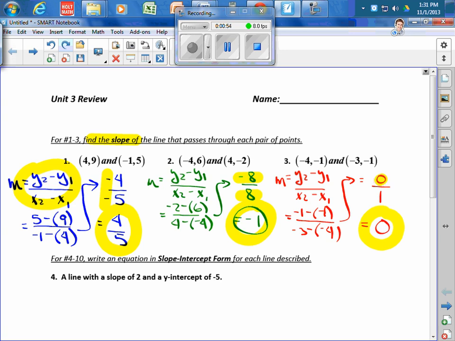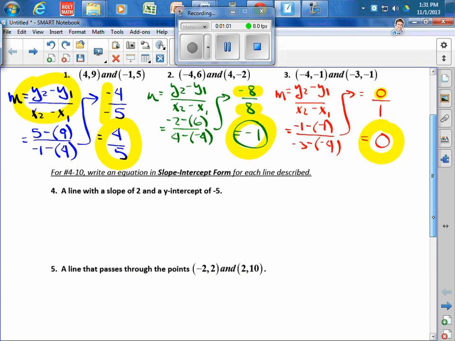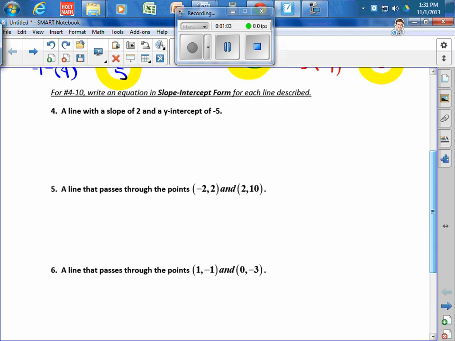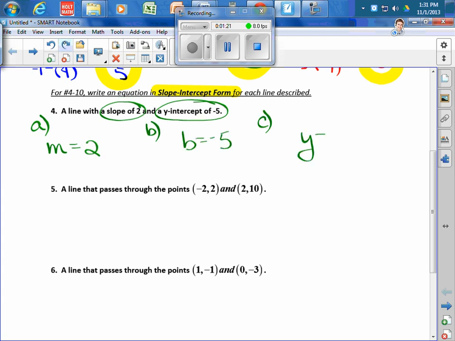Now in numbers 4 through 10, here we're writing the equation in slope-intercept form. So do that. How do you do that? Write the equation in slope-intercept form by finding the slope first. Well, it's 2. I don't care. We know what it is. Write it down. That's step A. That's finding the slope. What's step B? Find the y-intercept. It's negative 5, which gives you an equation of y is equal to 2x minus 5.